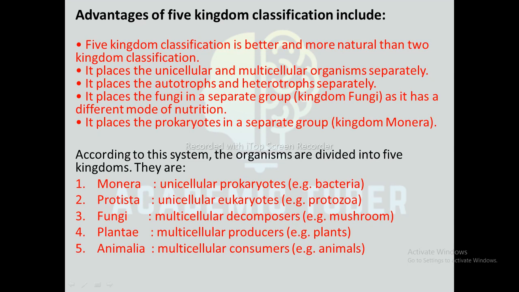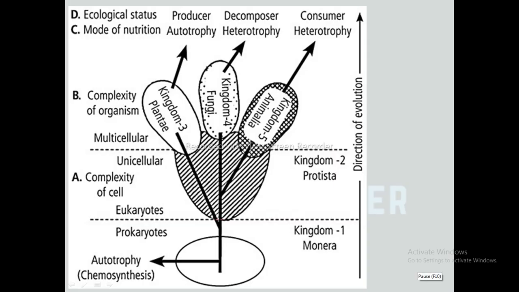Fungi are multicellular decomposers, also known as saprophytes, as they get nutrition from dead and decomposed organic matter. Plantae are multicellular producers as they contain the green pigment chlorophyll for photosynthesis, and can prepare their food themselves. Animalia are multicellular consumers.